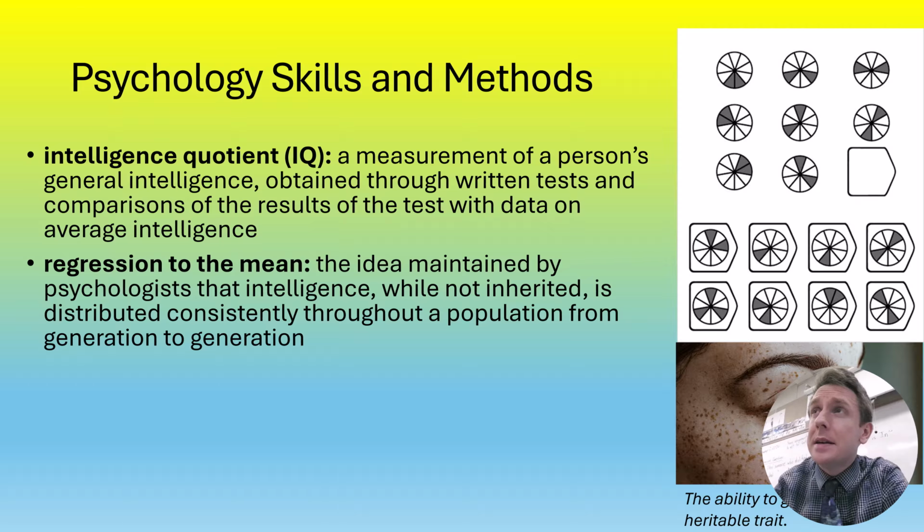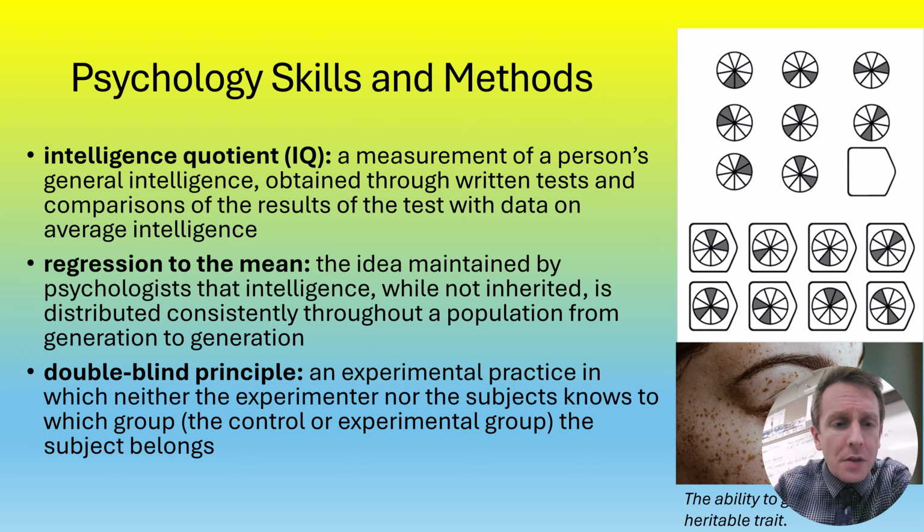IQ is basically your mental age divided by your chronological age. So if you are at the cognitive age of a 6-year-old, but you are 5 years old, you will have an IQ of 120, because that number is then multiplied by 100. Yes.